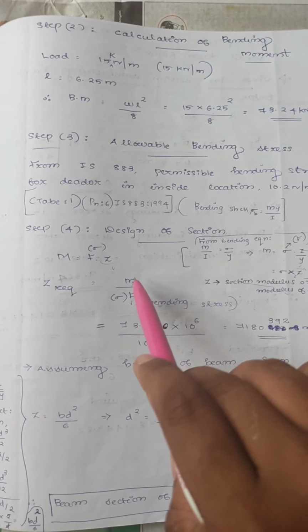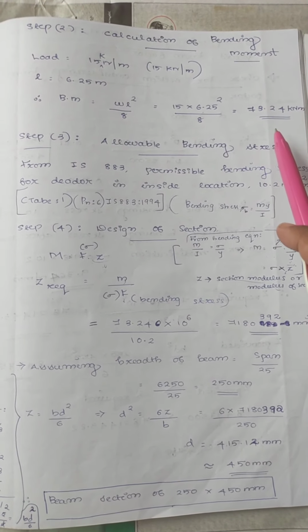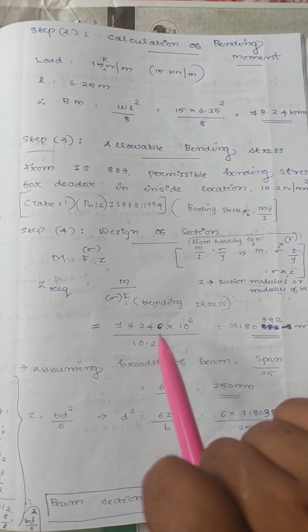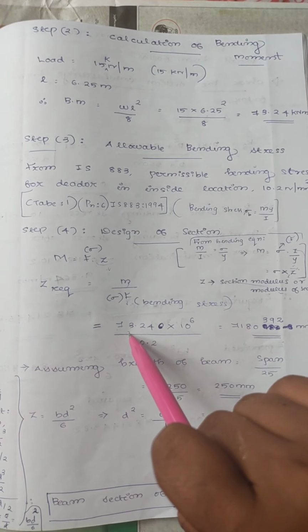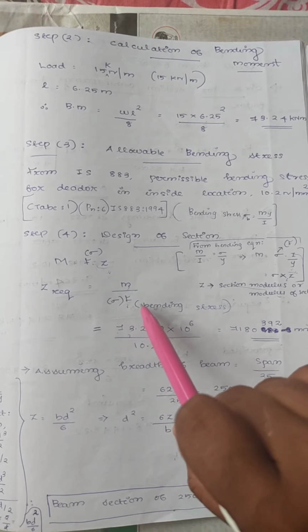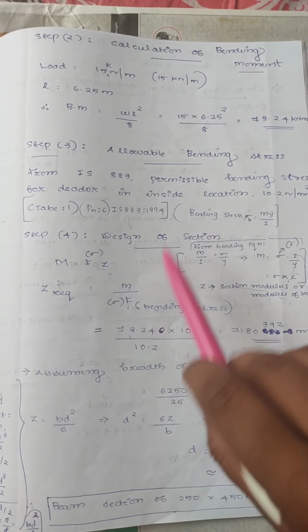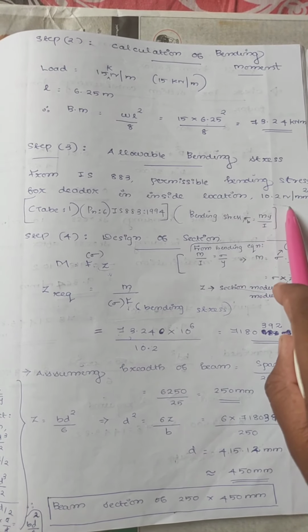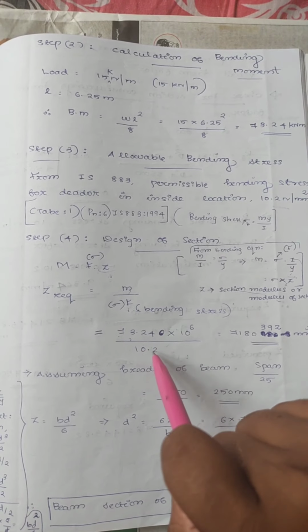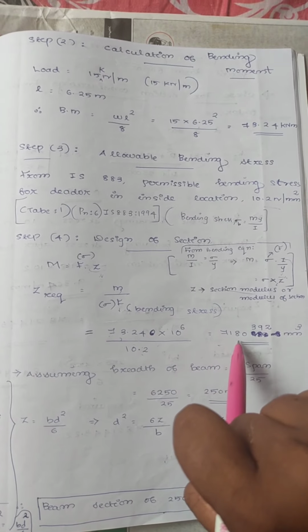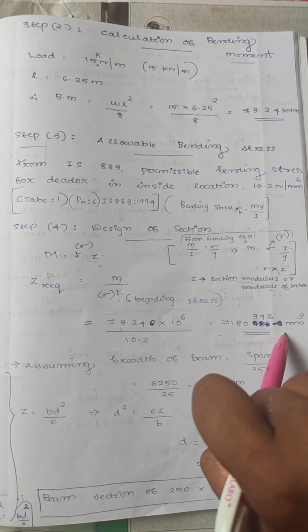So instead of M we have the value 73.24 kilonewton meter. Converting it into Newton mm, we have to multiply 73.24 with 10 raised to 6 divided by the allowable bending stress, which is obtained from the IS code as 10.2 Newton per mm square. So 73.24 into 10 raised to 6 divided by 10.2, we will get the value as 7180392 mm cube.